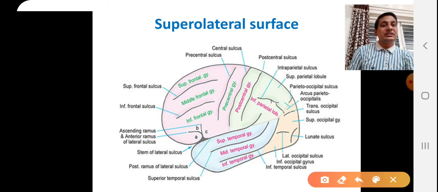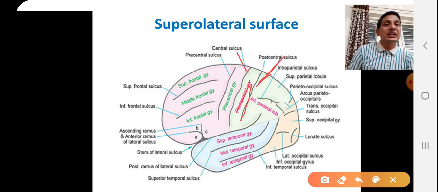Now we see the parietal lobe. In the parietal lobe, parallel to the central sulcus, there is a postcentral sulcus. The area in between the central sulcus and postcentral sulcus is the postcentral gyrus.